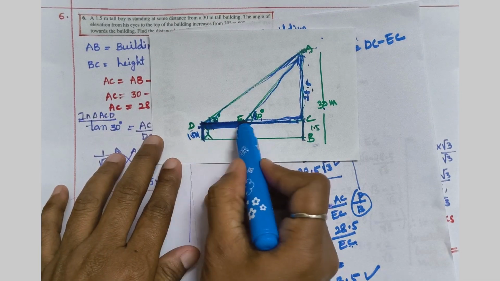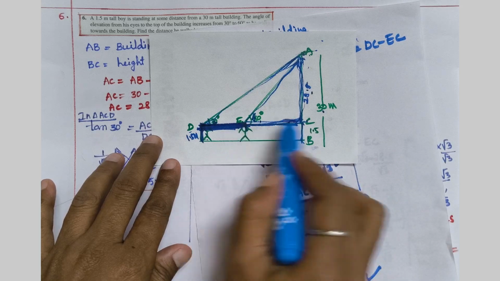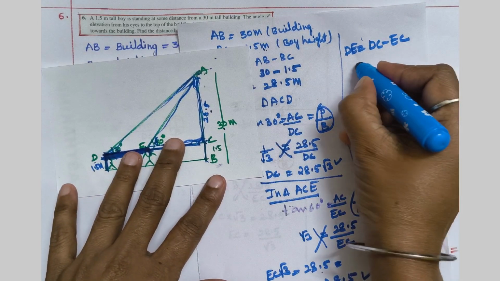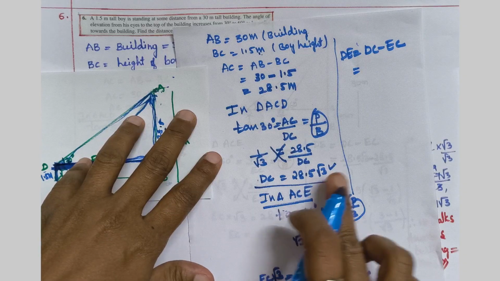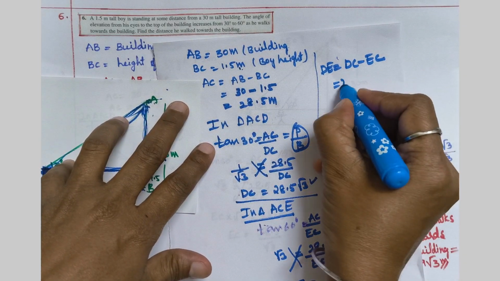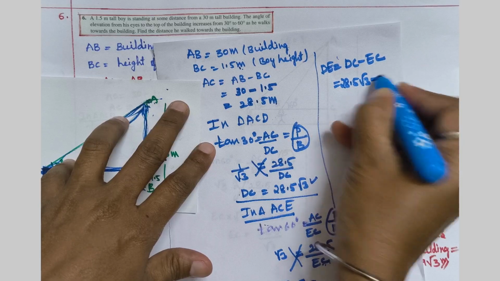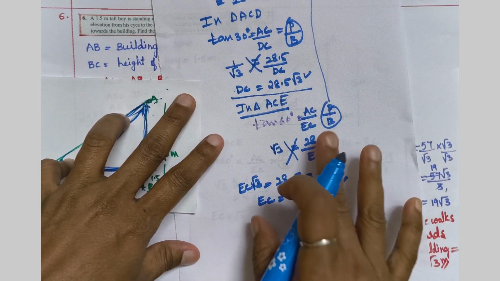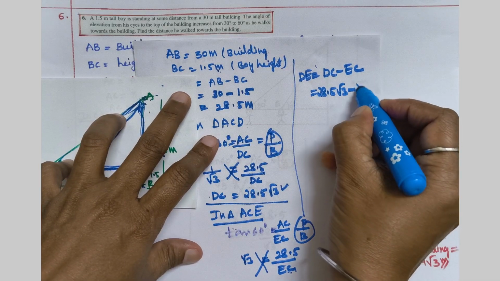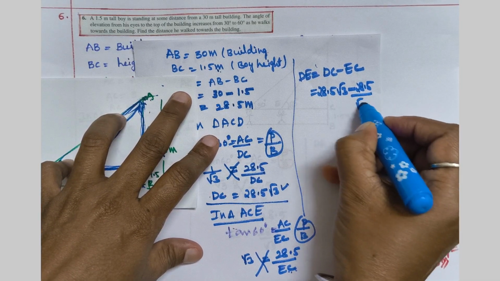DE means this full distance minus this part, DC minus EC. DC is 28.5 root 3, minus EC, which is 28.5 divided by root 3.